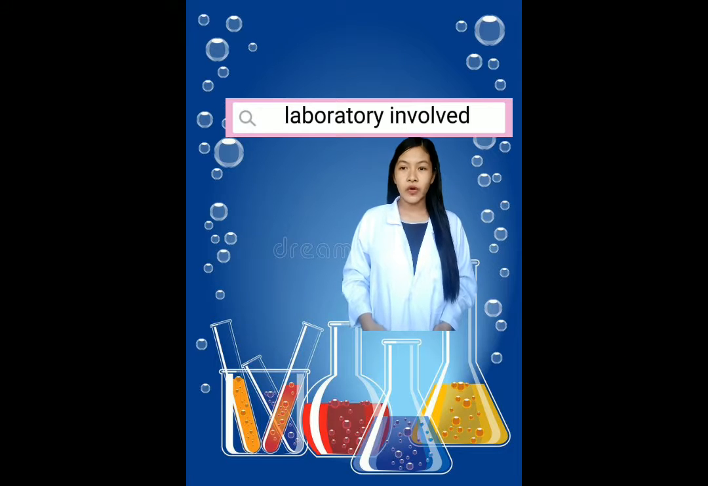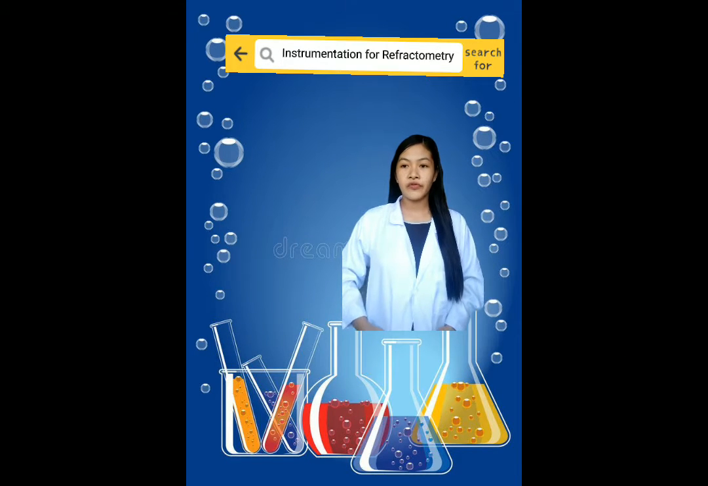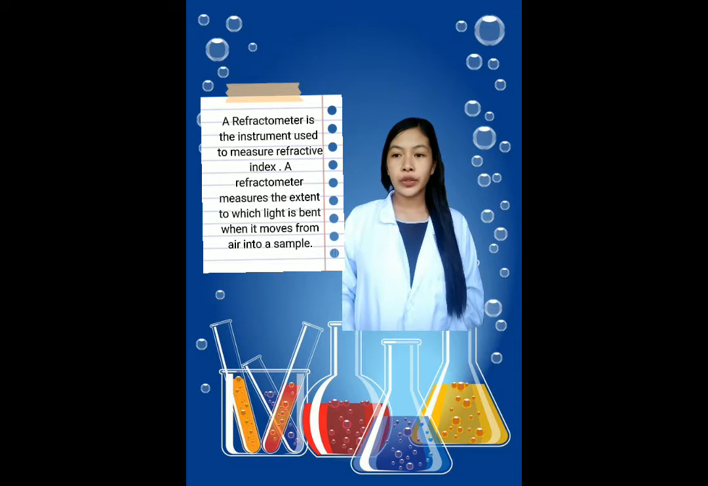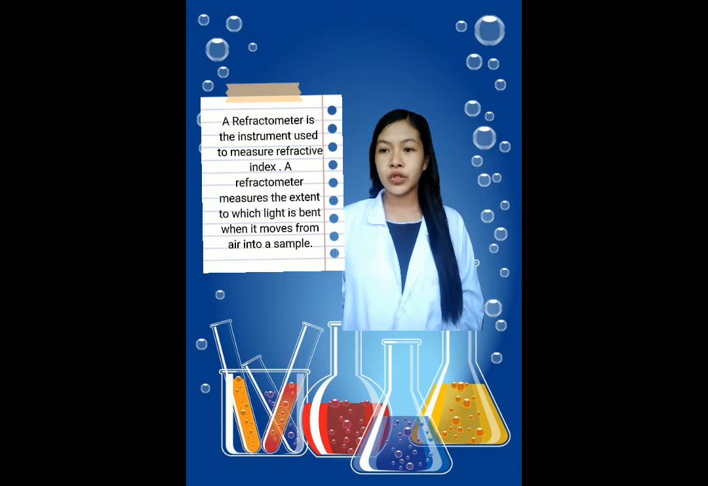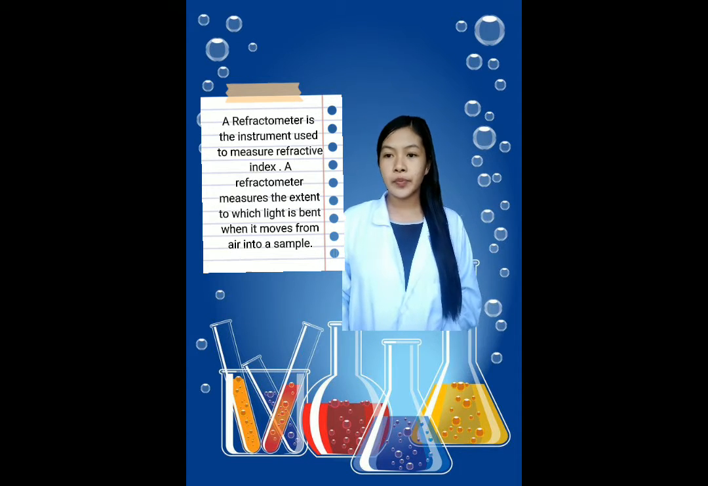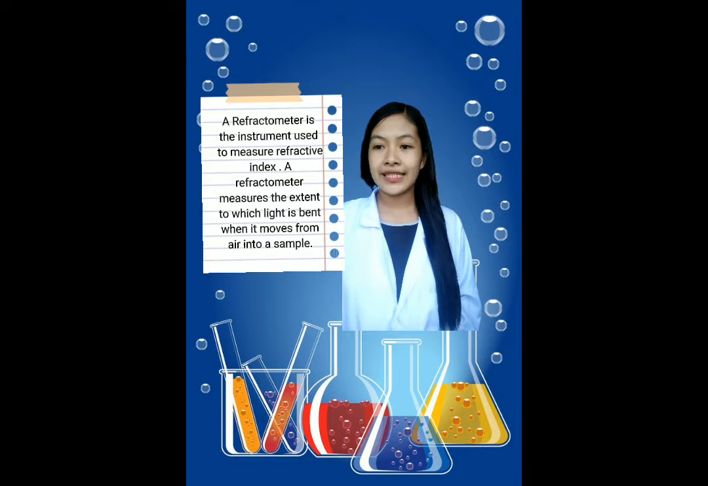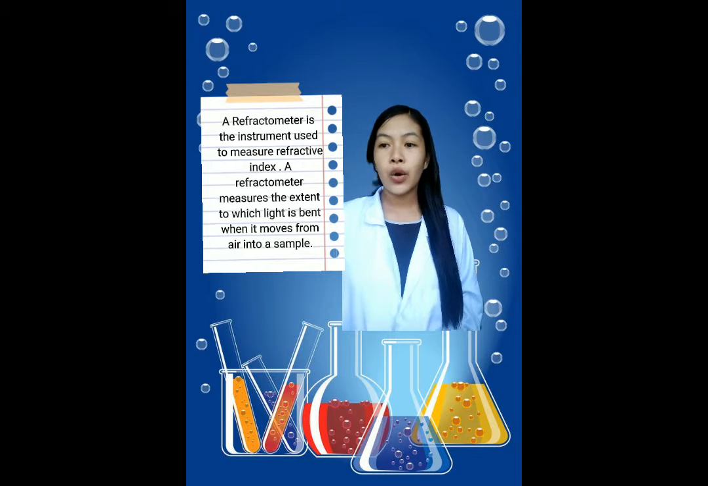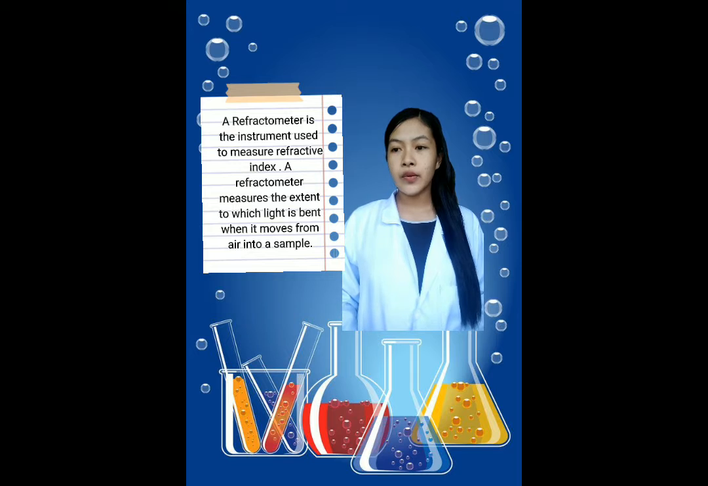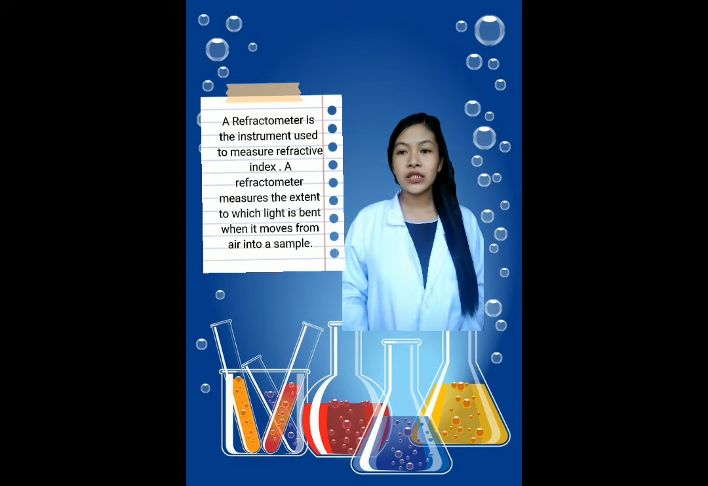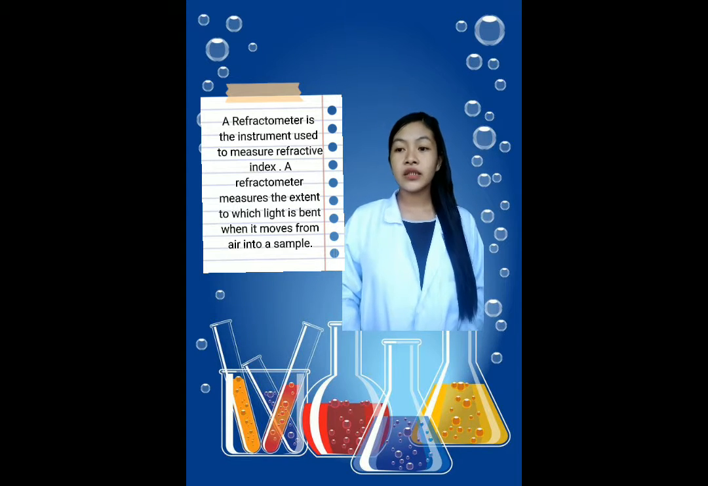The laboratory instrumentation involved in refractometry: a refractometer is the instrument used to measure refractive index. A refractometer measures the extent to which light is bent when it moves from air into a sample, and is typically used to determine the refractive index of a liquid sample.